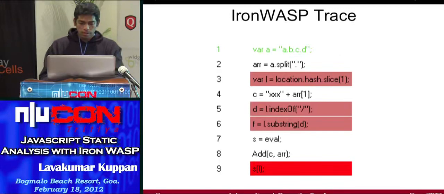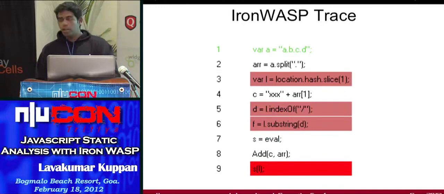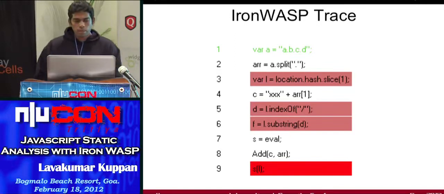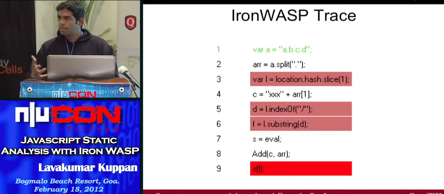What you can also do is store hash as a regular text, and then you can say location bracket a, which would be equivalent to location bracket hash, which is equivalent to location dot hash, right? So you have three different ways. This is just an example. There are a lot of other ways by which you can represent the same property. So you have different ways of representing the same thing in JavaScript, and IronWASP basically takes all of this into account, so it factors in all these eccentricities of JavaScript.